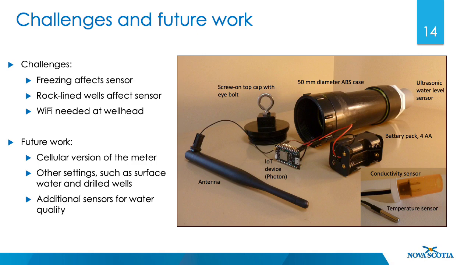Another limitation of the design of this water level meter is that it runs off Wi-Fi, so you need to have a Wi-Fi signal at the wellhead. In many cases, domestic wells do have that because many people have a Wi-Fi network at their house, and often the well is located close enough to the house where it can pick up the Wi-Fi signal. But that's not always the case. And so this leads into some of the future work that we're doing.